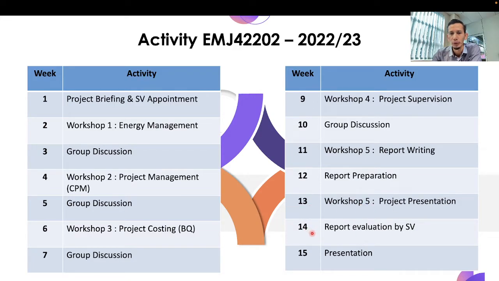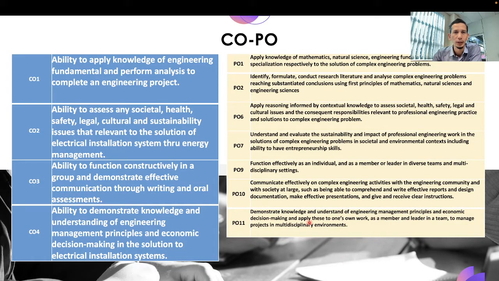And then week 14 the report will be evaluated by the supervisor, and last week, week 15, we will have a presentation. Alright, so this is the CO and PO, where we have 4 COs this semester, including applied knowledge, fundamentals, and then we need to assess society, safety and so on. And then number 3, ability to function constructively in a group and demonstrate effective communication. This is what we want to assess.